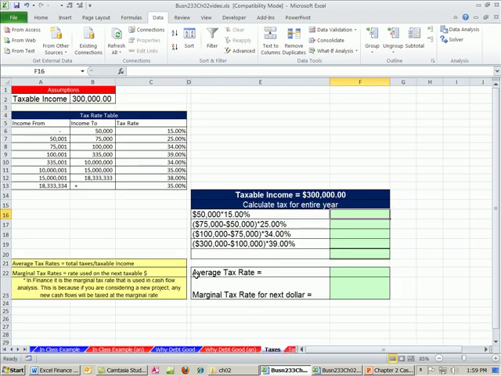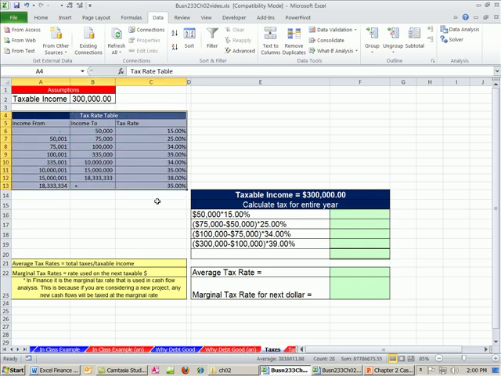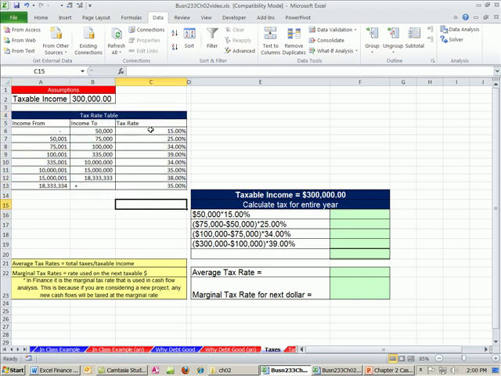There's something called average tax rate and marginal tax rate for the next dollar. Now tax tables are different for whether you're an individual or a corporation. This is a table I got, maybe it's a year or a couple of years old, but nevertheless, you get the idea.